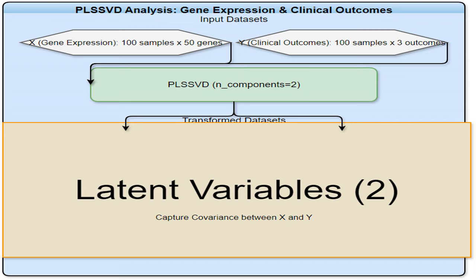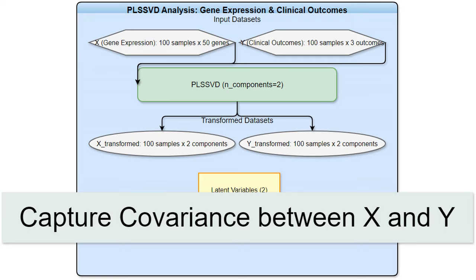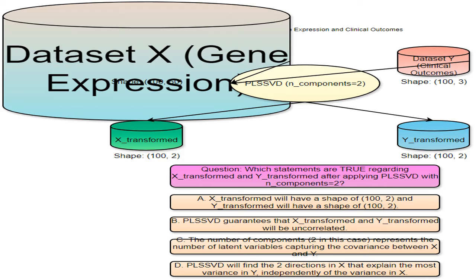The goal of PLSSVD here is to find these 2 latent variables that capture as much of the covariance, a measure of how much the 2 datasets vary together, between X and Y as possible. I want to see what information these 2 variables capture about how genes and clinical outcomes covary, that is, change together.